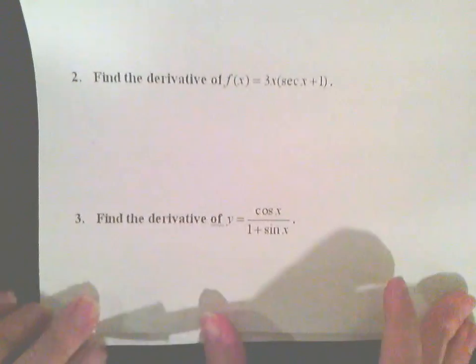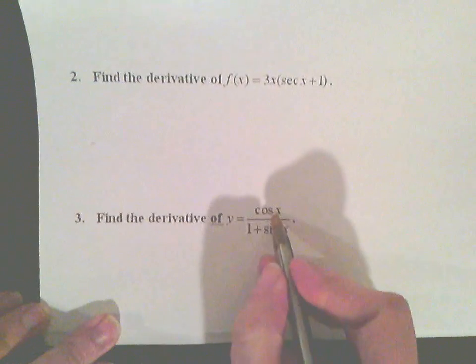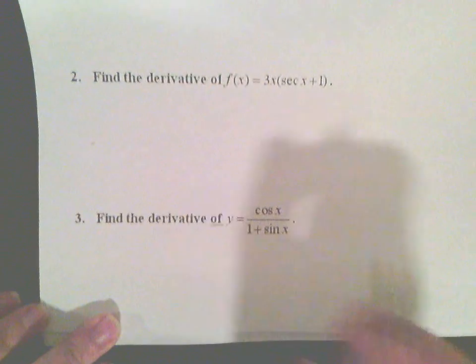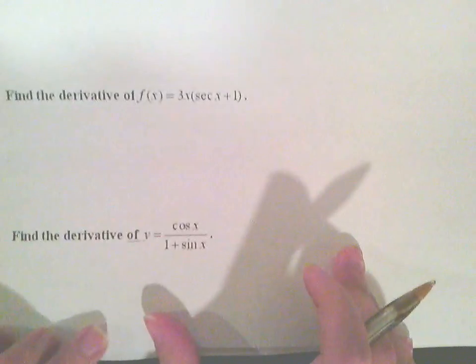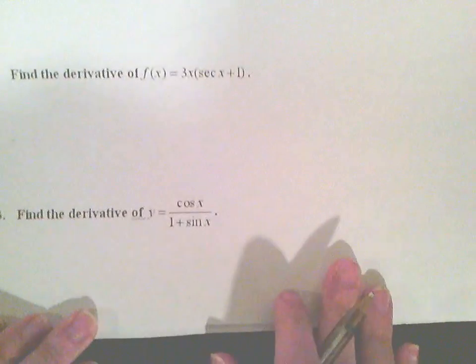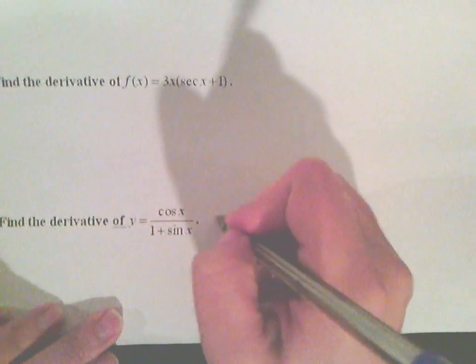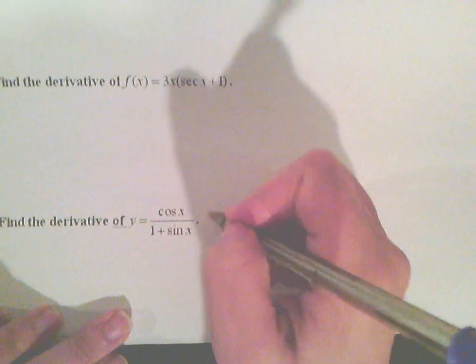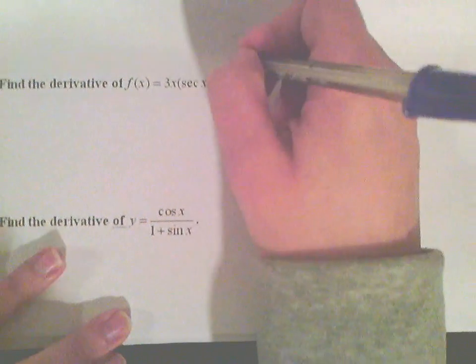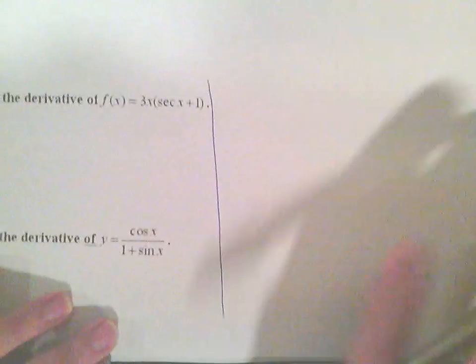Alright, number 3. Let's find the derivative of cosine of x over 1 plus sine of x. Which actually, I'm going to need a little bit more room than just what's over here. So it's kind of a good thing I didn't write it on this. So I'm going to do this over here.